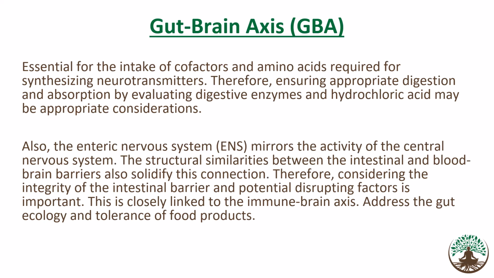Optimized gut-brain axis functioning is essential for the intake of cofactors and amino acids required for synthesizing neurotransmitters. Therefore, ensuring appropriate digestion and absorption by evaluating digestive enzymes and hydrochloric acid may be appropriate considerations. Also, the enteric nervous system, or ENS, mirrors the activity of the central nervous system. The structural similarities between the intestinal and blood-brain barrier also solidify this connection. Therefore, considering the integrity of the intestinal barrier and potential disrupting factors is important.